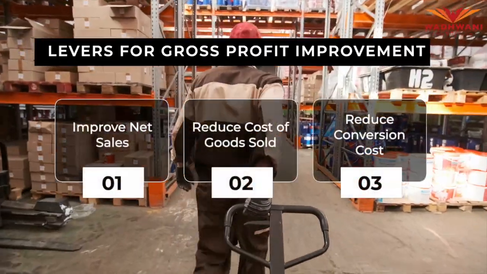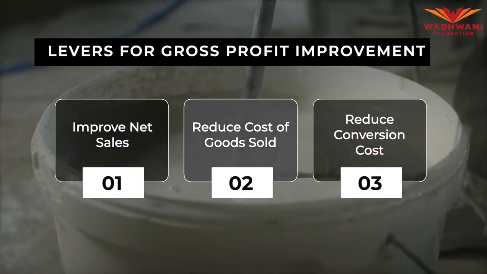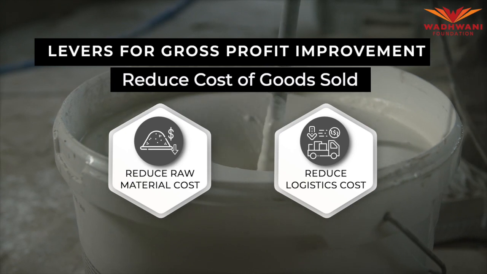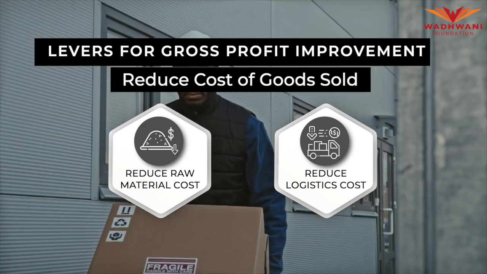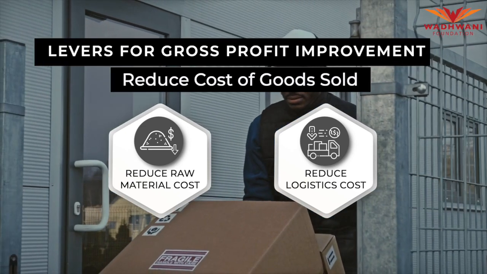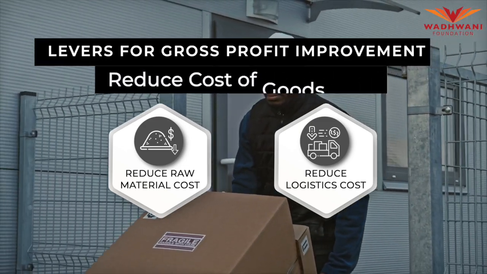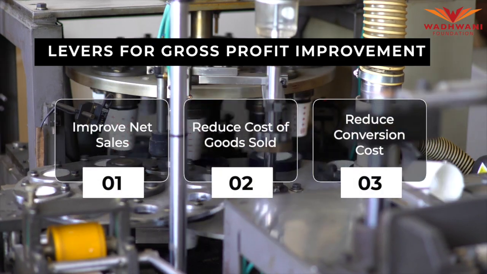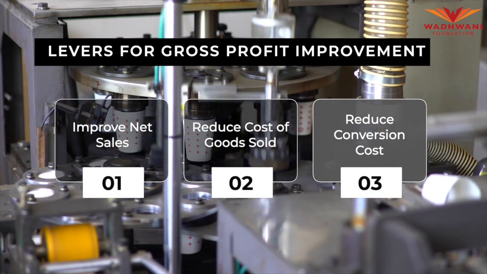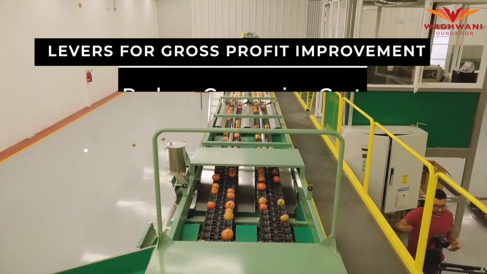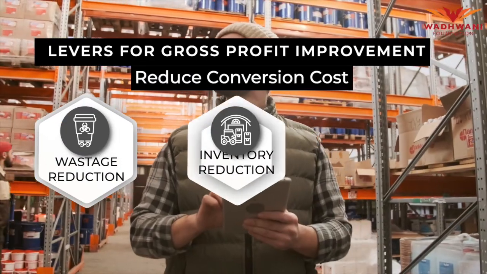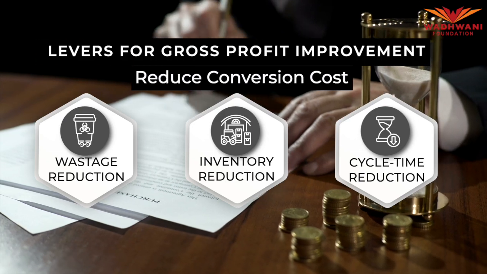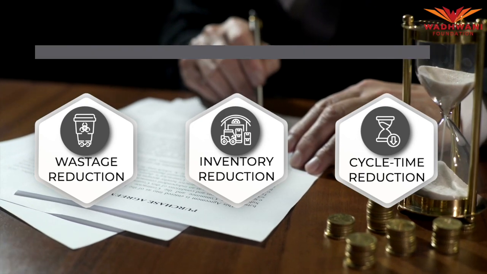Other than that, there are other parameters, which is reduction in your cost. If you reduce your consumption of material that is directly used to deliver your service or create your product, it will increase your gross margins. And in a manufacturing setup, if there is any conversion cost reduction, which is what we talked about, wastage reduction, inventory reduction, cycle time reduction, all these things put together give you improvement in your gross profit.